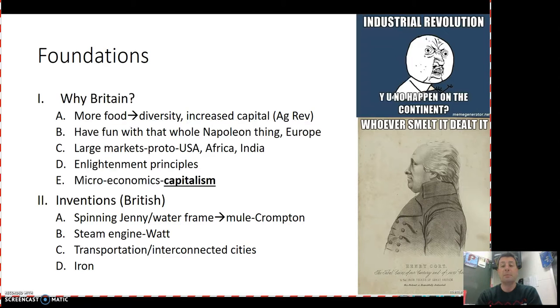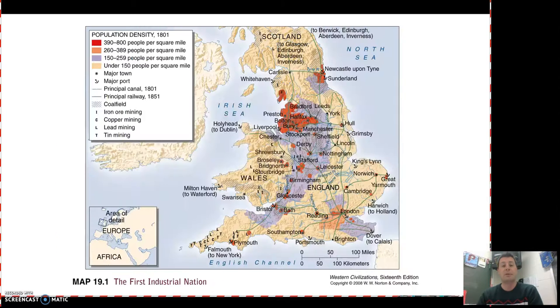We also see new developments in terms of iron making. The smelting process is different than ever before. And this allows for a higher quality of steel and iron to be produced, which allows for stronger and stronger bridges, which again can support higher loads in terms of transportation of materials. So all of this combined together is allowing Britain to lead the way.